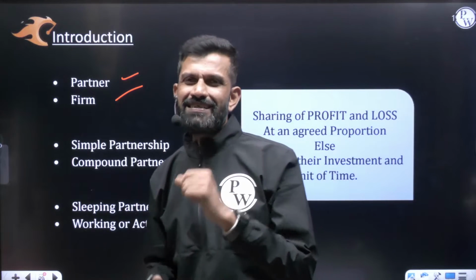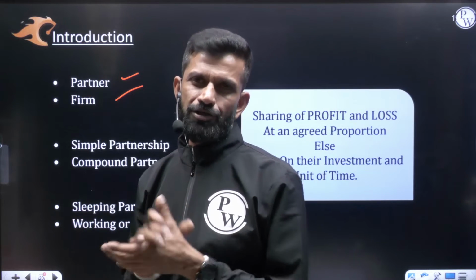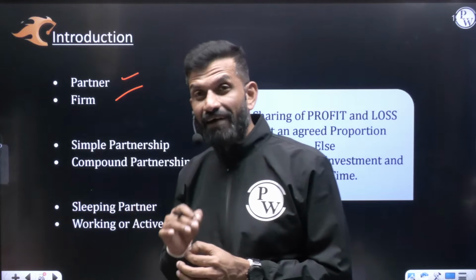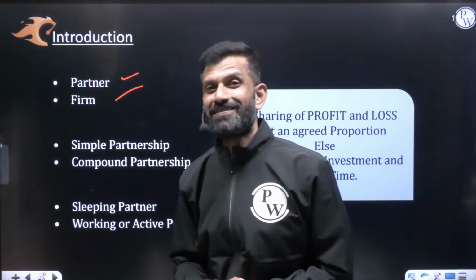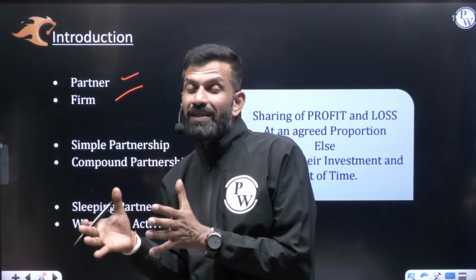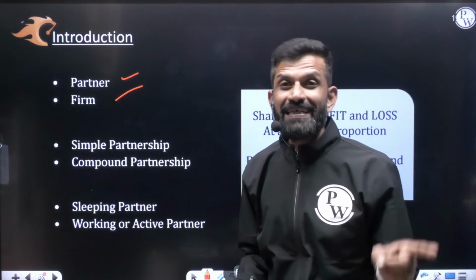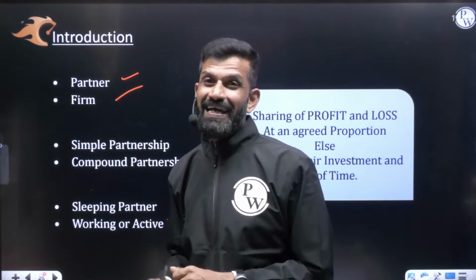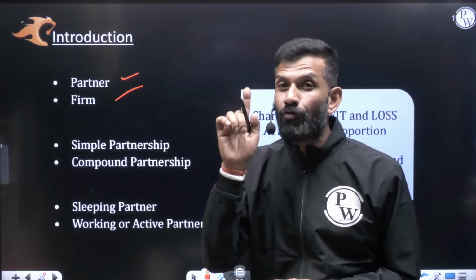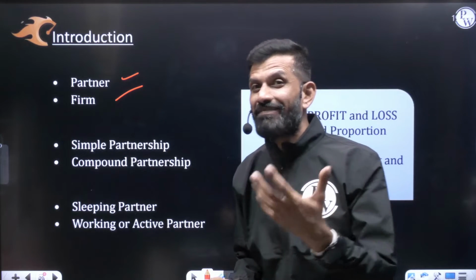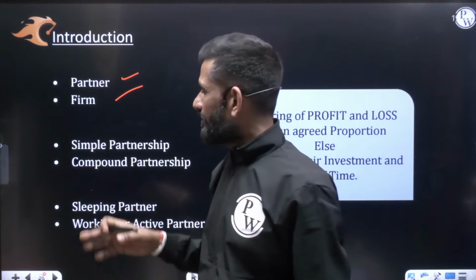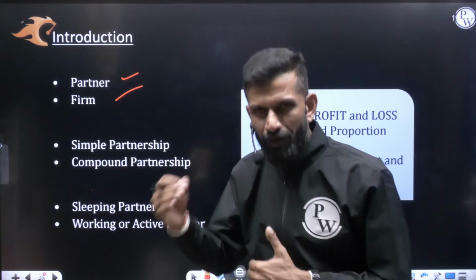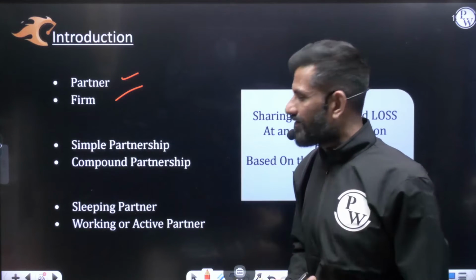Like A started one business by investing 10,000 rupees. After 4 months, B invested 8,000 rupees in that business. So at the end of the year, what will happen? A will be getting the profit for 12 months and B will be getting the profit only for 8 months because he invested after 4 months. So that ratio we have to find, that will be called compound partnership. They can deposit or they can even withdraw their investment.